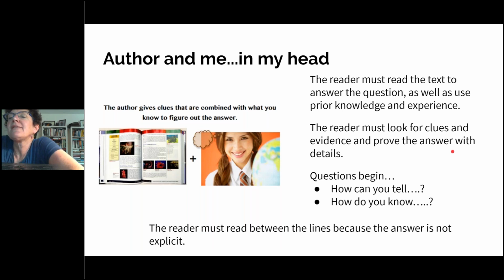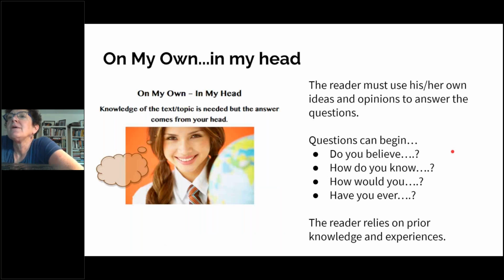There's one other kind of question, and that is on my own, in my head. So that's when you've read a text and then you have to say, do you believe, how do you know, how would you do, whatever. So it's a question helping you to put together your story and onto something in the text. You know what the text is about, but you also have to come up with some experience.